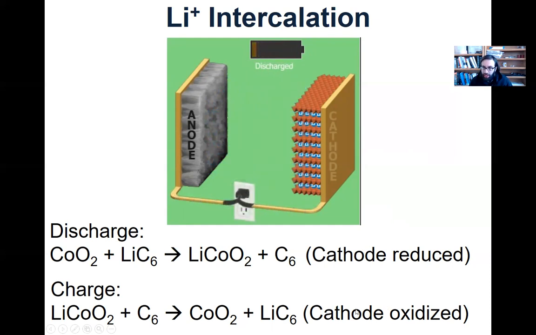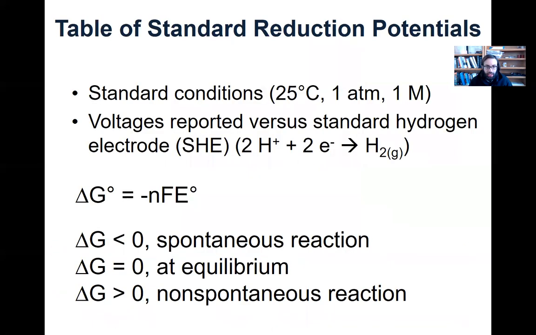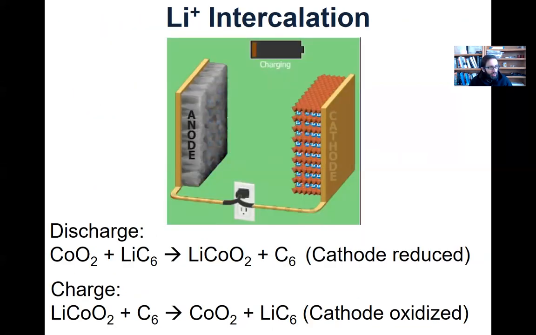But this is not a spontaneous reaction, right? The delta G, the change in free energy, is positive. This means it actually takes energy to charge the battery, right? So if you're going to oxidize a cathode, that's not going to be spontaneous. That's going to take energy. All right, so that's just a little bit of an introduction into some of the basic terminologies used in electrochemistry.